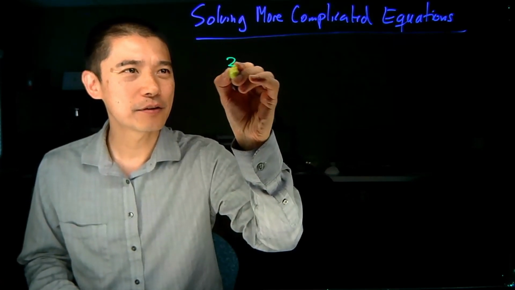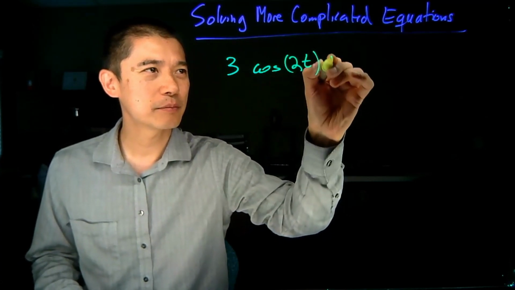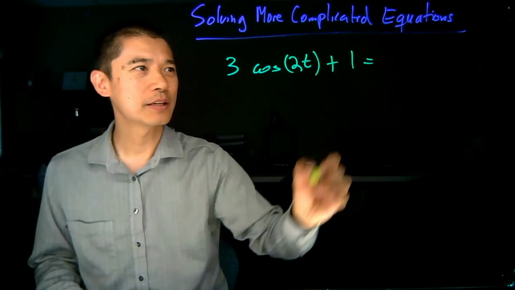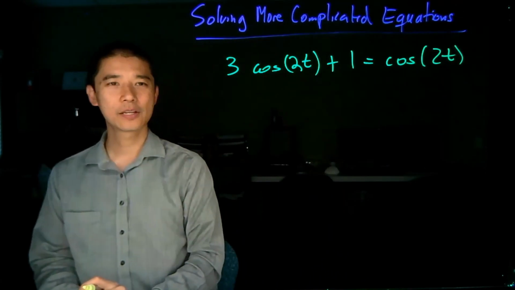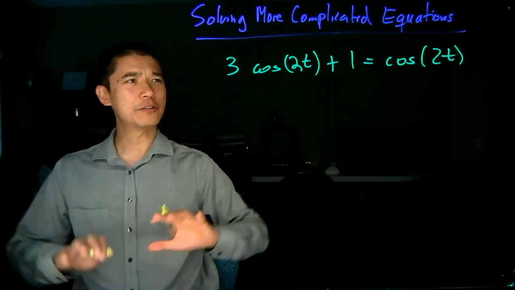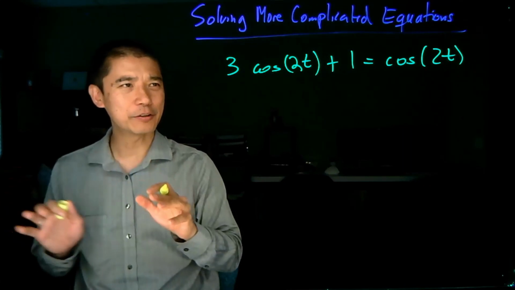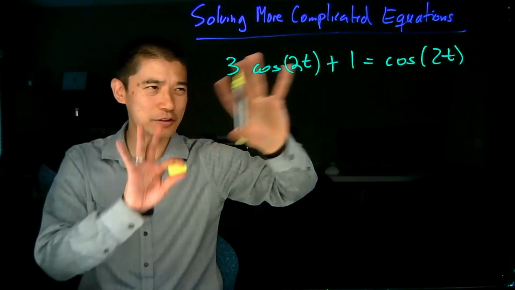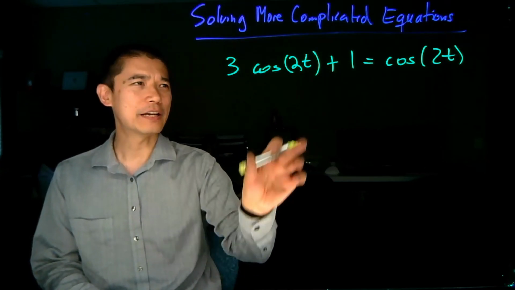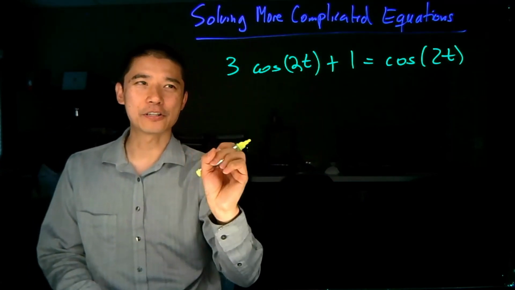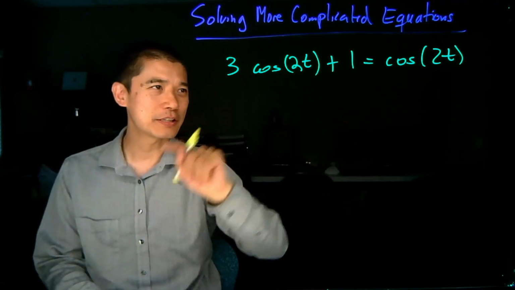Let's say we have 3 cosine of 2t plus 1 is equal to cosine of 2t. When we first look at this equation, you can see there's a lot going on. Now, similar to when we're solving basic linear equations, first of all, there's nothing being squared here. And so we're trying to figure out how to isolate the variable. Now, in this case, the variable is inside of the function. And so in order for us to get to that, we have to first isolate the function. So let's see what we can do.